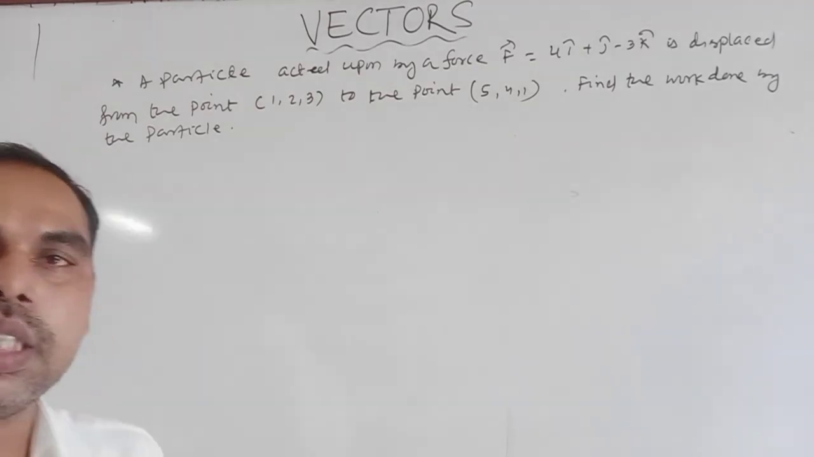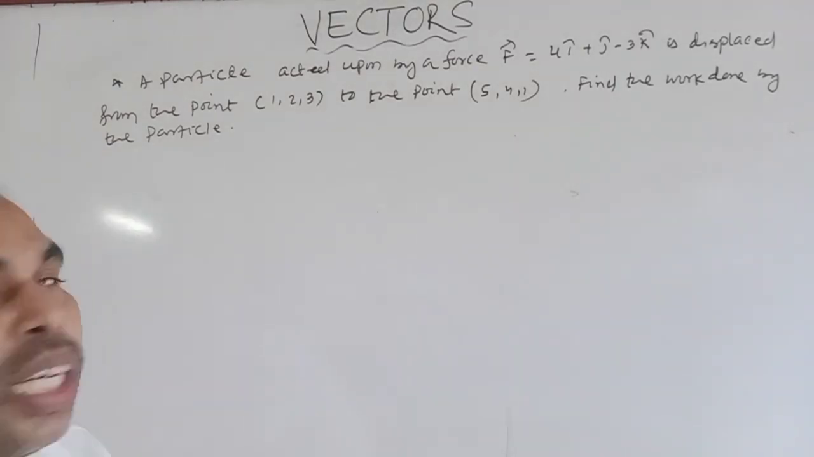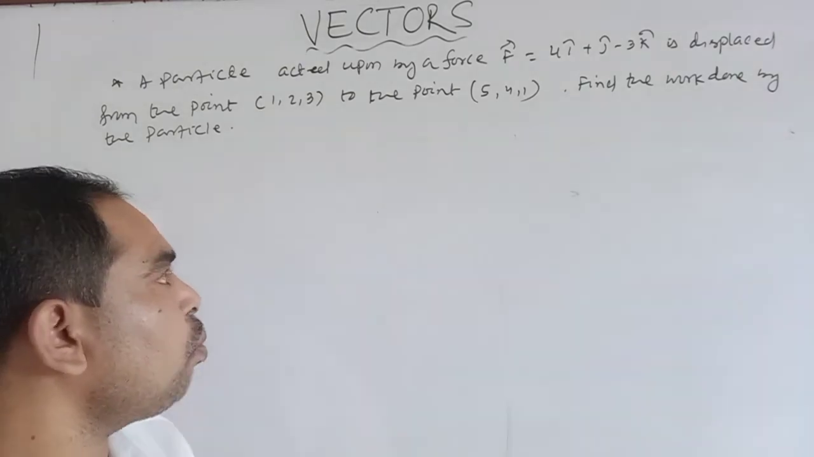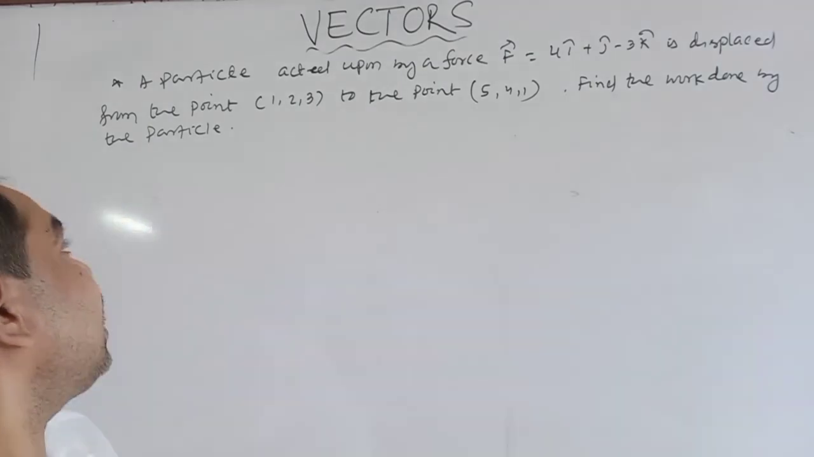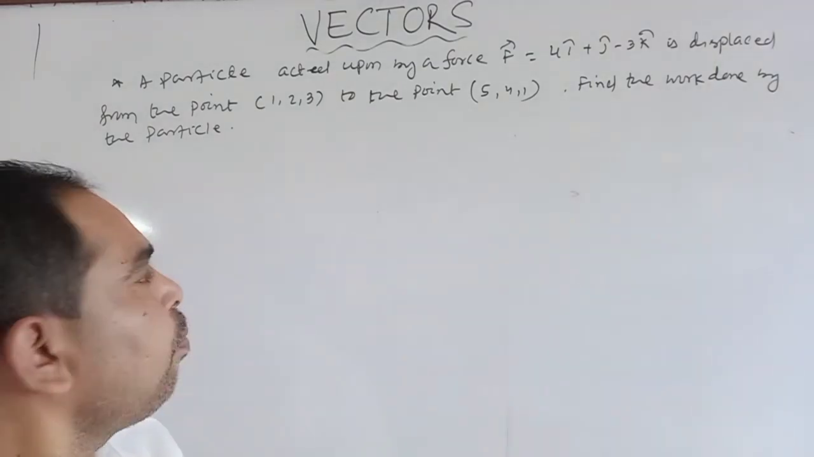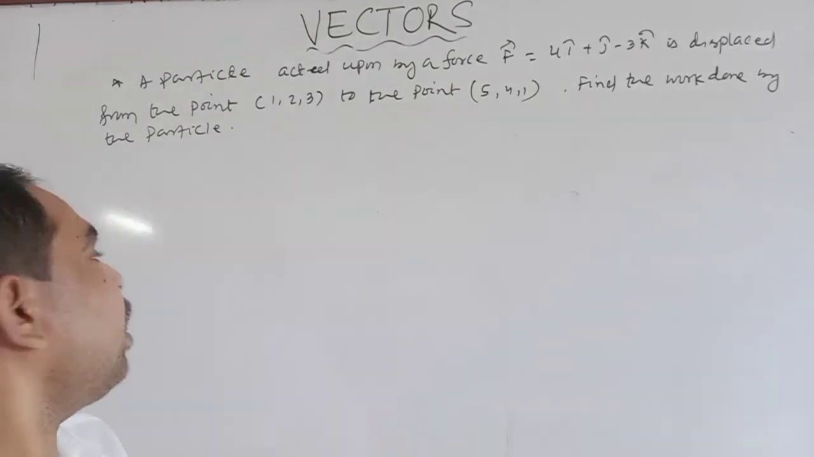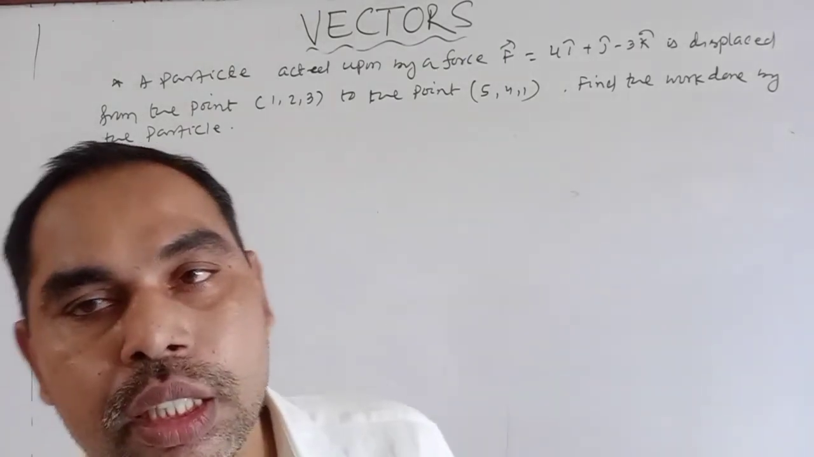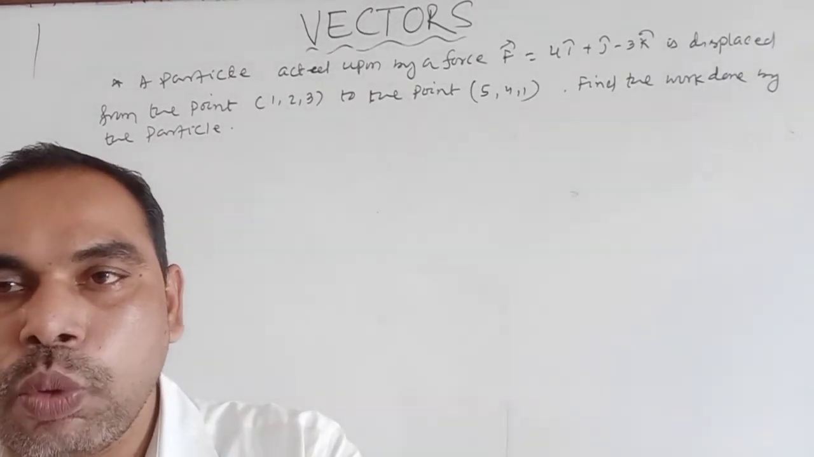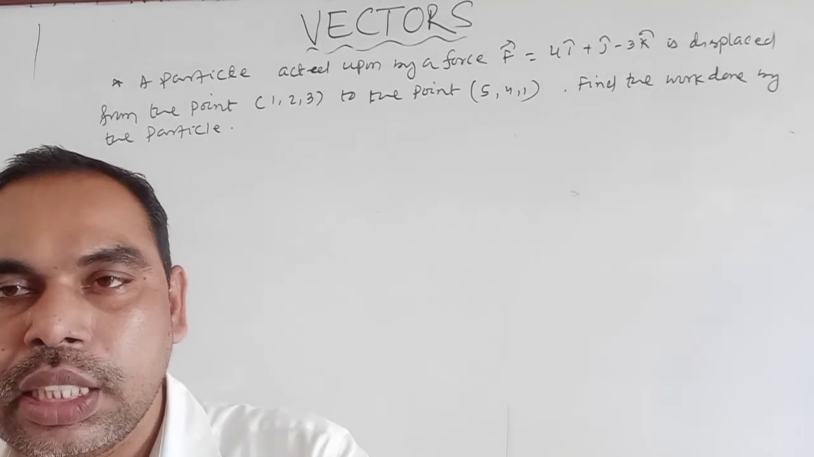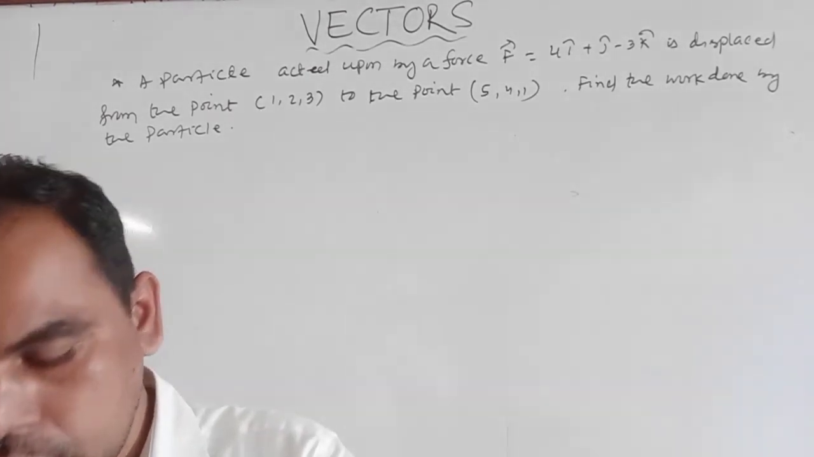Next question. A particle acted upon by a force F vector is equal to 4i cap plus j cap minus 3k cap is displaced from the point 1 2 3 to the point 5 4 1. Find the work done by the particle. Work done by a force means a force acted upon a body displaced from the point.